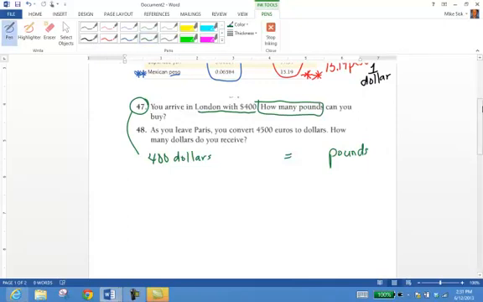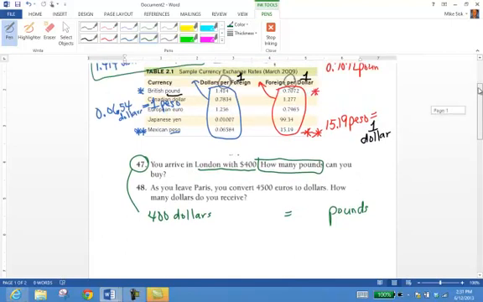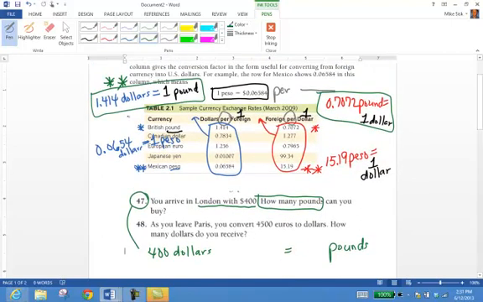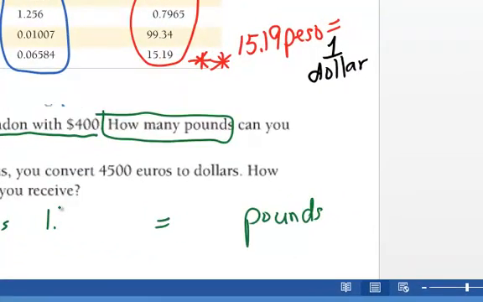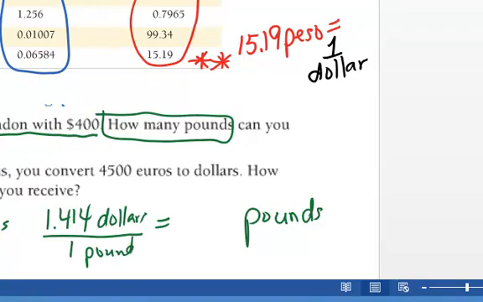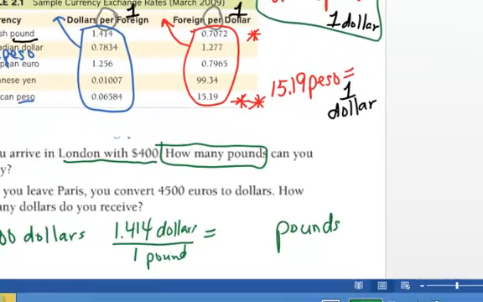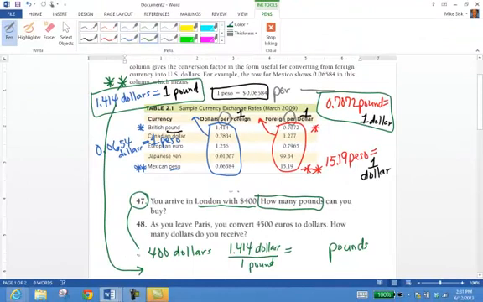I can write this one of two ways. I can either write this as, let me mark my green marker here, $1.414 per 1 pound. What I've done is I've simply taken this guy right here and moved it over here into my math problem. I can write it that way, or I can flip it over and write it the other way. How do I know which way to do it? I want to write it so that the word on top, dollars with 400, and the word on the bottom will cancel each other out.